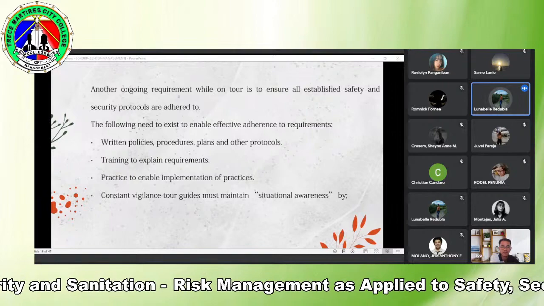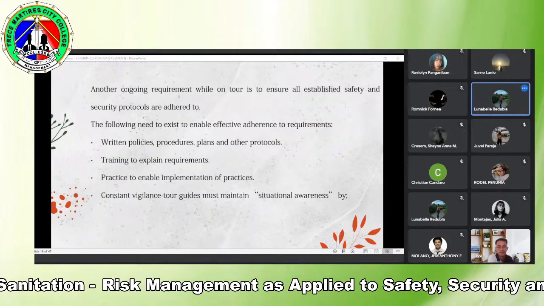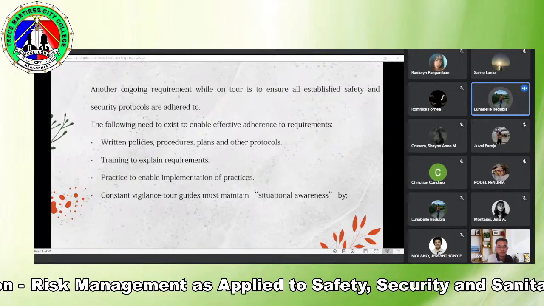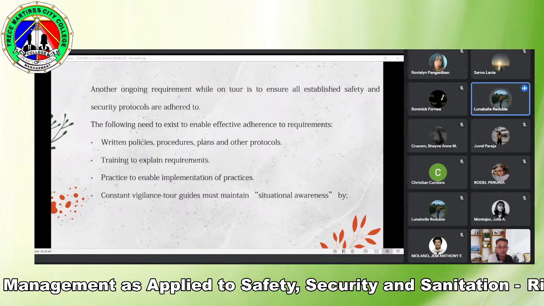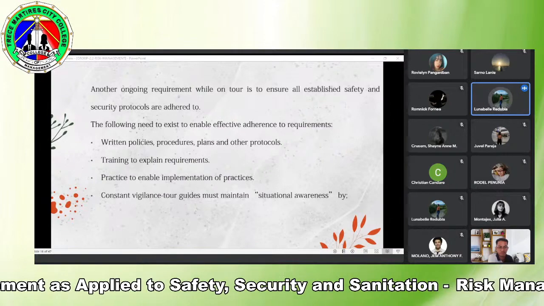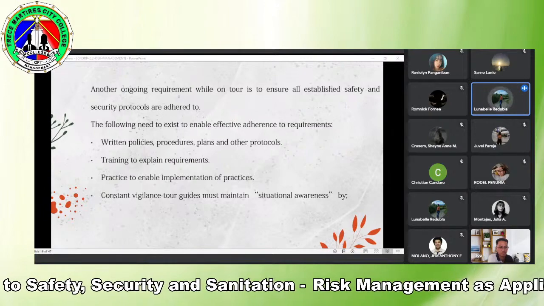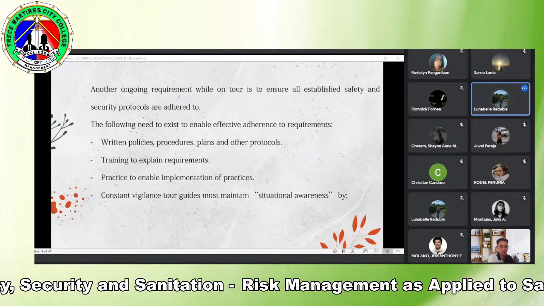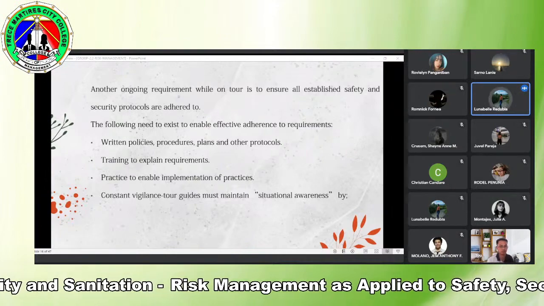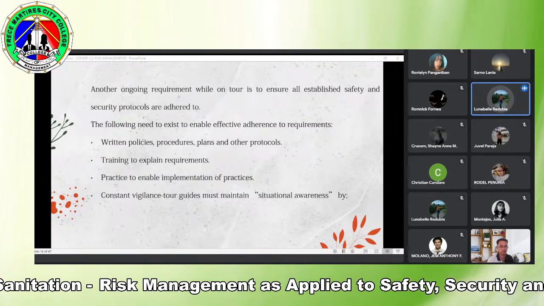Training to explain the requirements. Employers should familiarize themselves with the training requirements that apply to their employees and implement effective training programs. Minsan gumagamit din dapat tayo ng, always dapat gumagamit tayo ng mga qualified trainers.